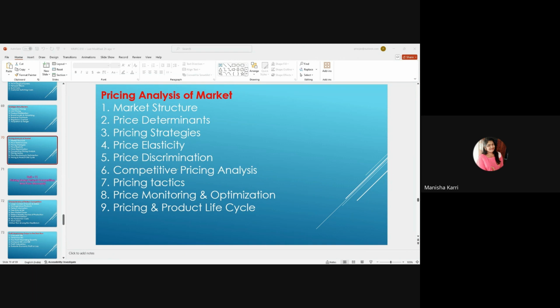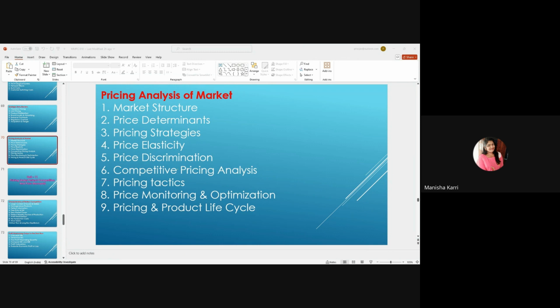Later, price determinants. Price determinants means costs, including production, marketing and distribution costs, demand, competition, regulations, and market conditions. These are the determinants of pricing. Later, pricing strategies. Cost-plus pricing is one of the main strategies, adding a markup to the cost of production. And value-based pricing, setting prices based on the perceived value to the customer.